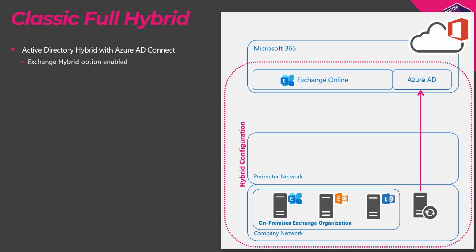this is something that is slightly overlooked, because people think that when they enable the Exchange Hybrid option in Azure AD Connect, the Exchange Hybrid is going to be configured. This is not the case. It's about synchronizing the required Exchange attributes from your local Active Directory to Azure AD.